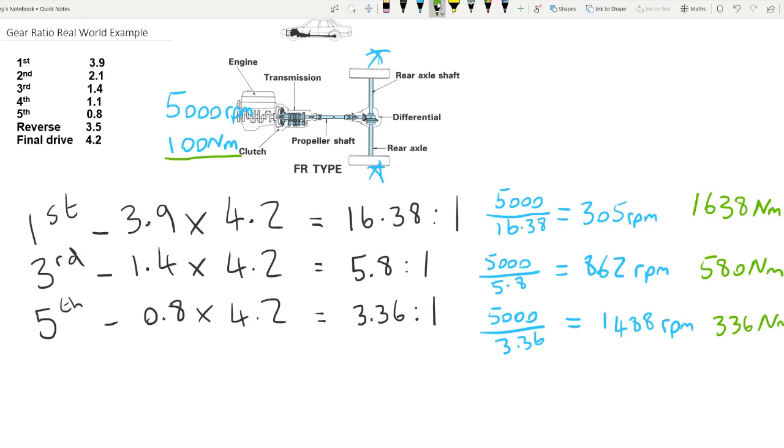So not much torque at the wheels at fifth gear, and anyone who's tried to set off from a standing start in fifth gear, the car's going to struggle. You'll probably burn your clutch, it might cut out. But 1,600, that's pretty typical for a first gear in a lot of vehicles. First gear ratio is usually around 4, we've got 3.9 in this one.